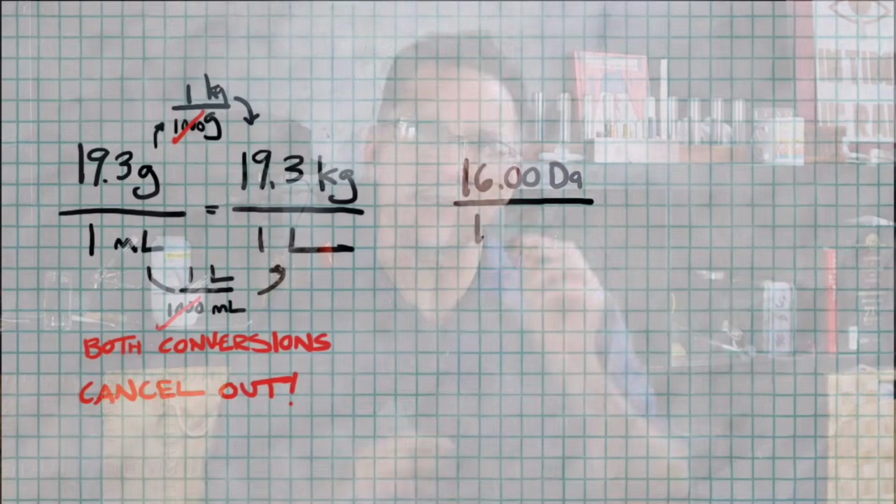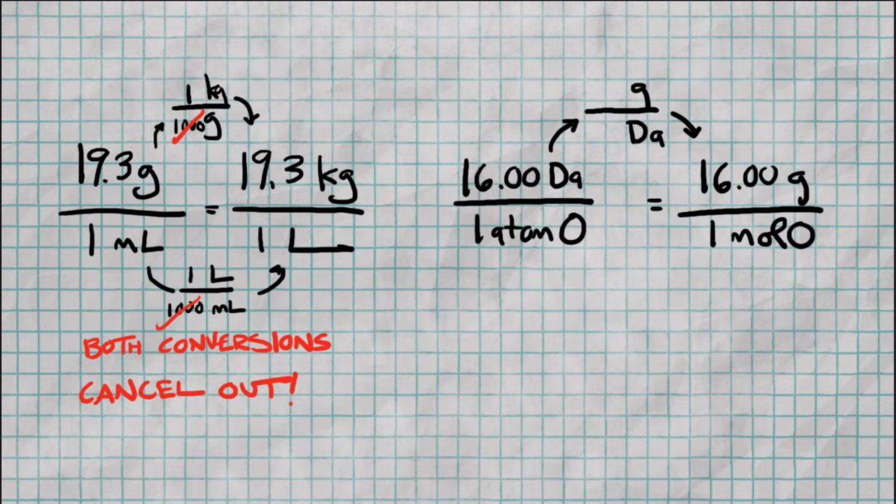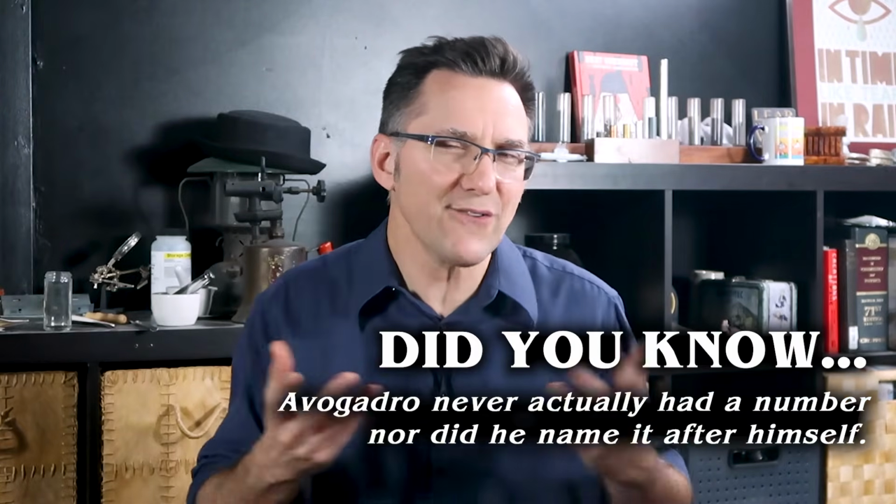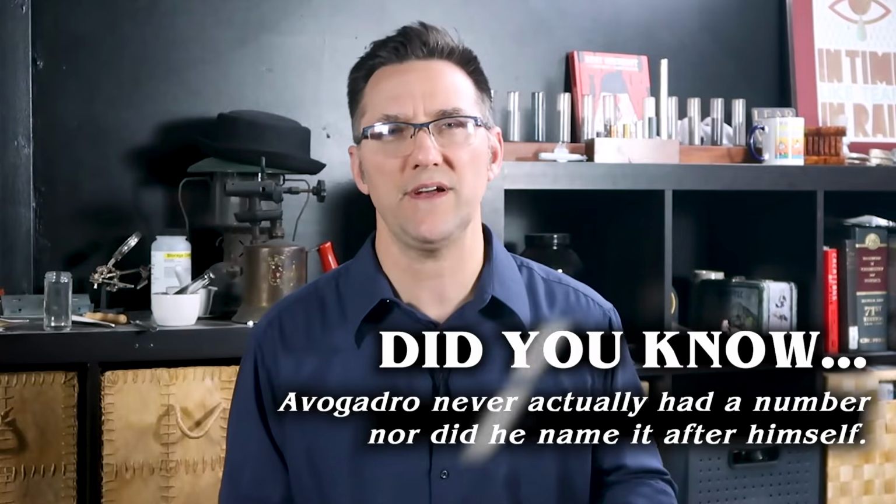The number that connected those two realms of existence wasn't 1,000. It was astronomically larger. It was secret number N. But since it wasn't a direct part of the relationship, since it canceled out, scientists were doing just fine without knowing what secret number N really was. So if ratios aren't really your friend's thing, tell them that Avogadro never actually came up with Avogadro's number.